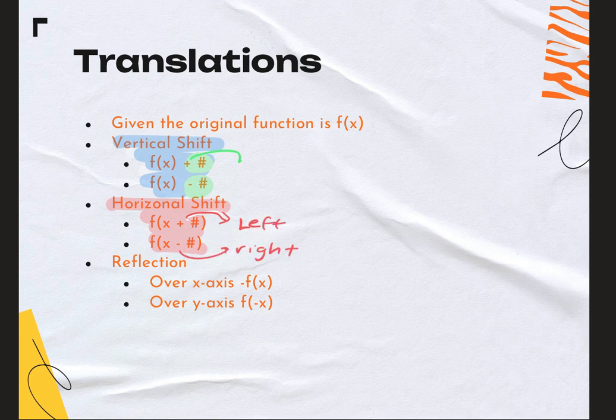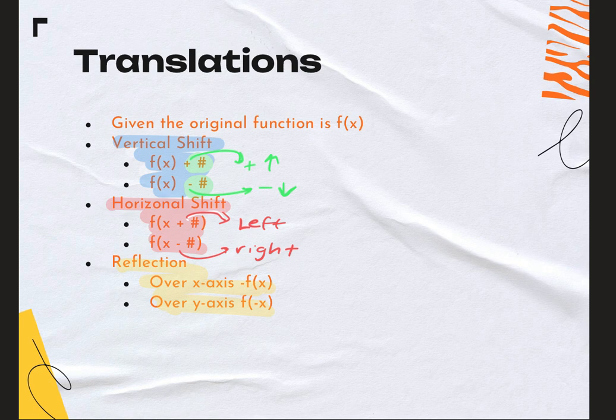So I said it, but I'll also write it up here. If it's positive, we move it up. If it's negative, we move it down on the adding or subtracting after. And then there's 2 types of reflections. There is a reflection over the x-axis, and there is reflection over the y-axis.